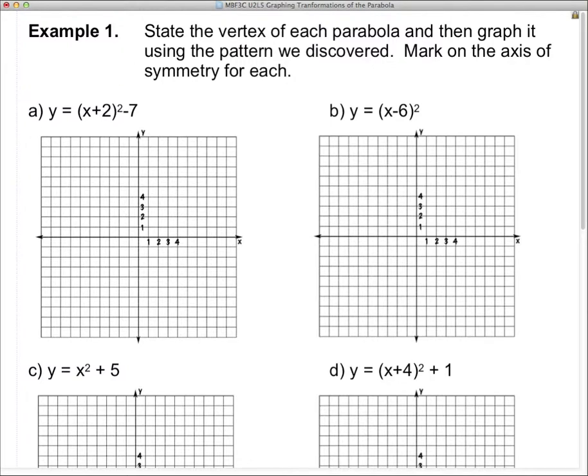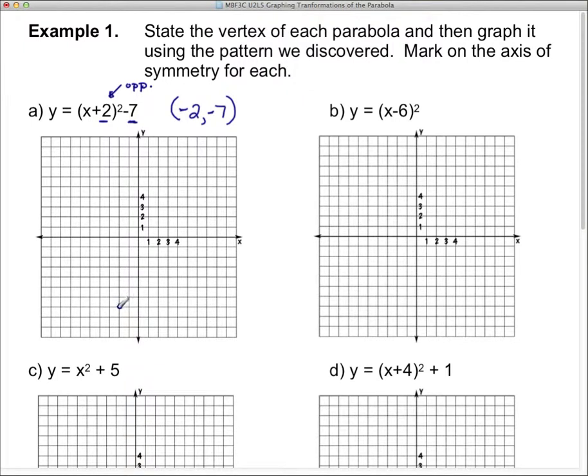For each of these, we're going to state the vertex of the parabola and then graph it using the pattern we just discovered. So here, this is one that we looked at yesterday. The vertex of this parabola, remember we take these two numbers, and this one we have to take the opposite sign. So this is going to be -2, -7. Now we're going to put that on this graph. So -2, -7 means I go back 2 and down 7. 1, 2, 3, 4, 5, 6, 7.